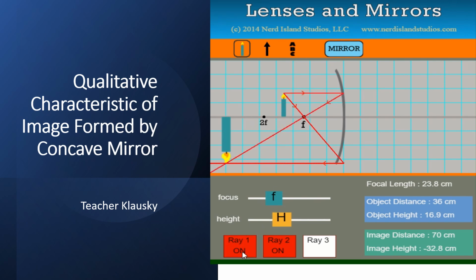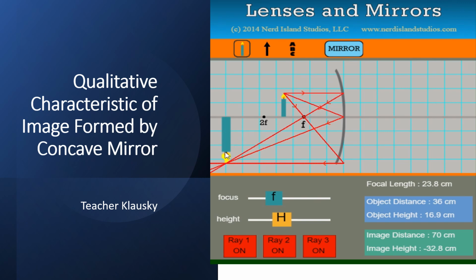Ray 1 is coming from the tip of the flame, so it's moving straight, parallel to the principal axis. This is the incident ray. And then once it hits the surface of the mirror, it will be reflected to the focal point. And the third ray will hit the center of the mirror, or the vertex, and then be reflected. So the intersection of the three rays will be the location of the image. So the location of the image here is beyond 2F.